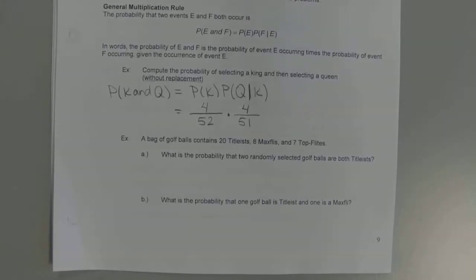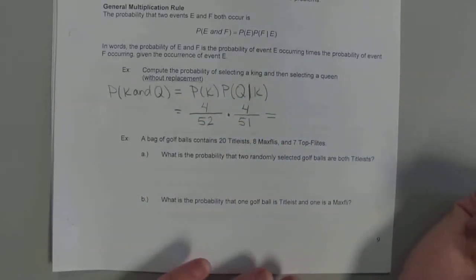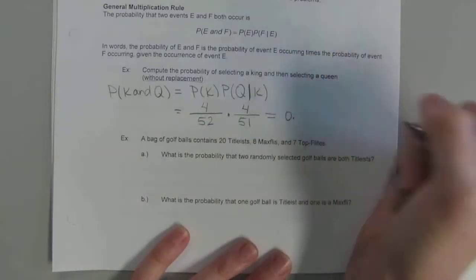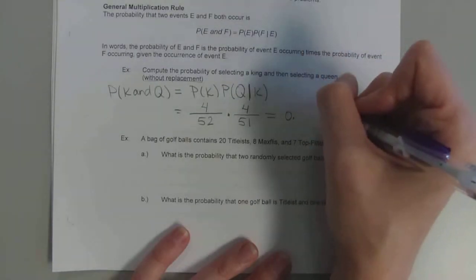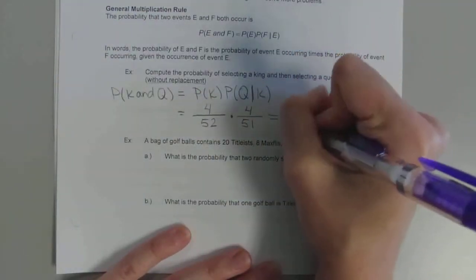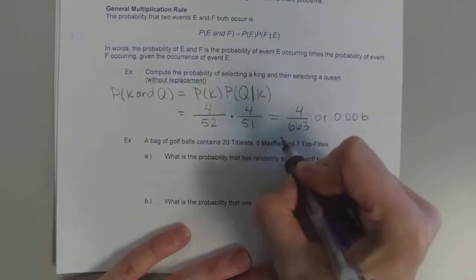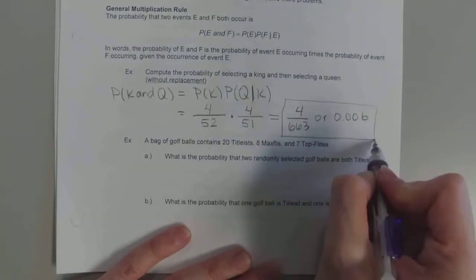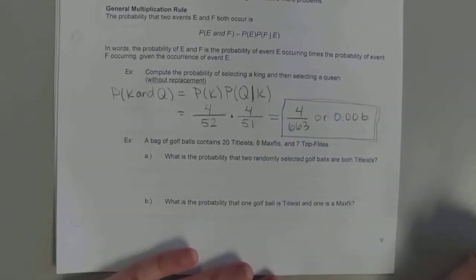The probability of getting the queen's a little bit different now. Multiply straight across the top, straight across the bottom. To like 3 decimals, what do you guys get? 4 over 6. Oh, so you get, okay, we'll do that. We'll reduce. I think it's like 0.006 or something like that. Basically, in a nutshell, it's not very likely to get a king and then a queen, right?